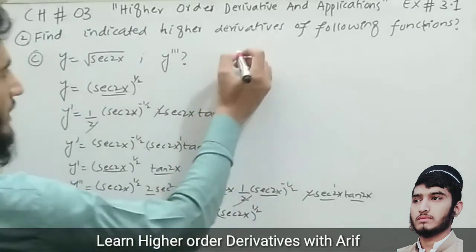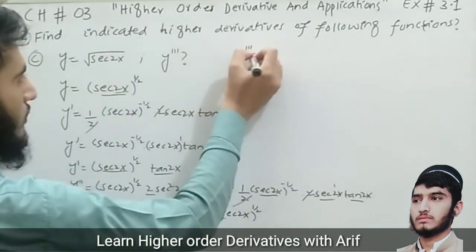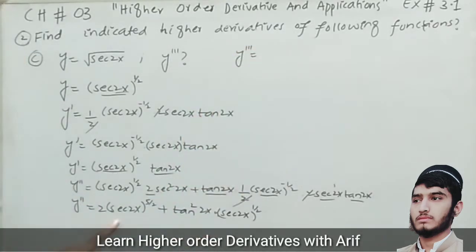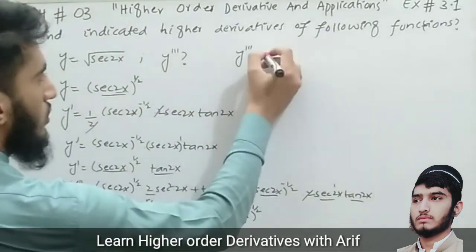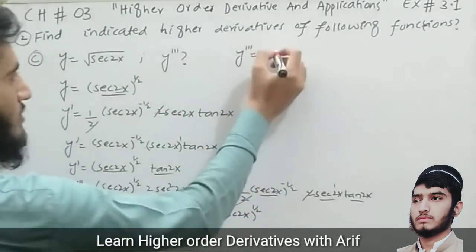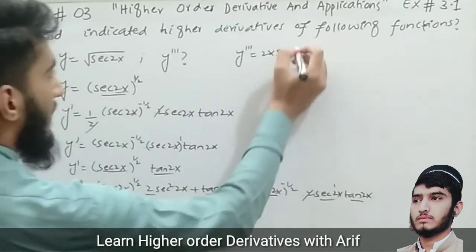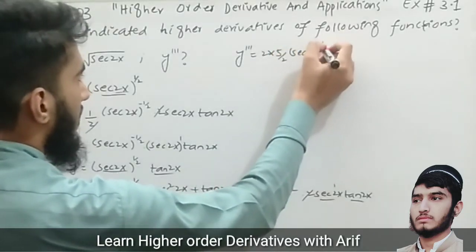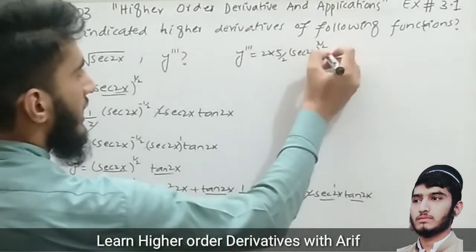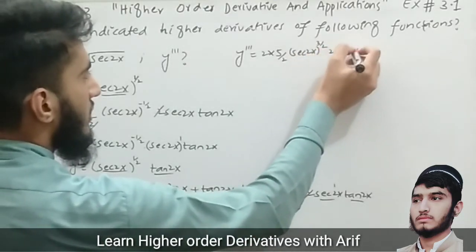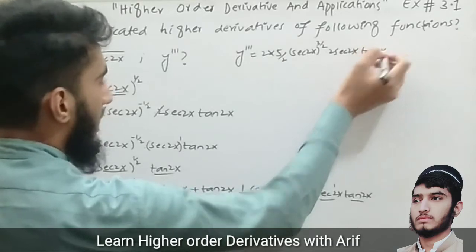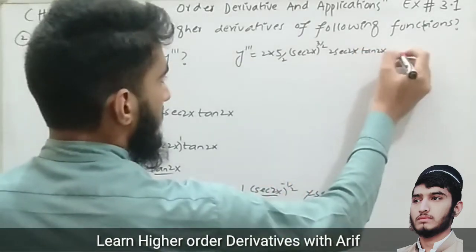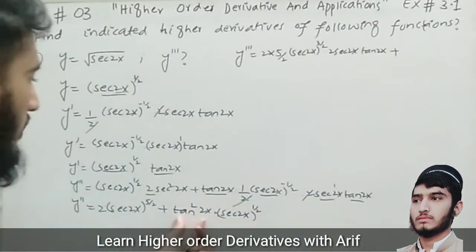So for the third derivative, y triple prime will be equal to, over here we will use the generalized power rule. So 2 multiplied by the power 5 over 2 comes to the front and we subtract 1 from the power, so it becomes secant 2x power 3 over 2. And the derivative of the inner function is 2 secant 2x tangent 2x. Plus here it is tangent square 2x.